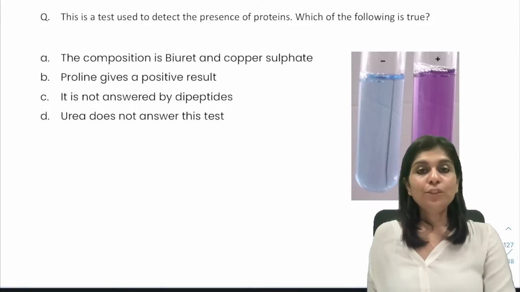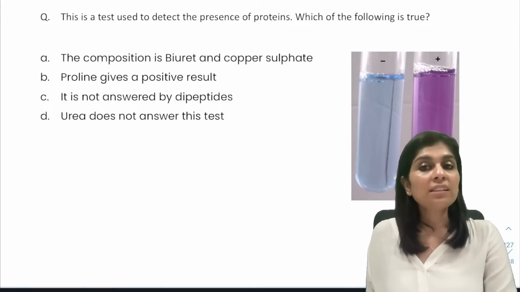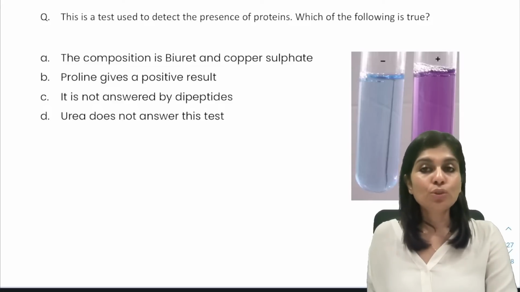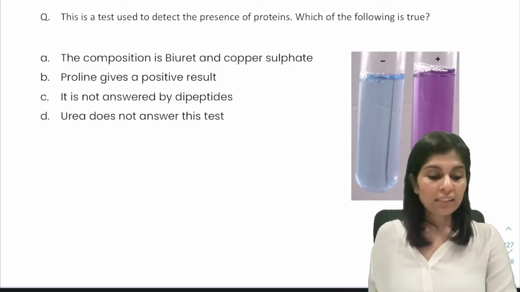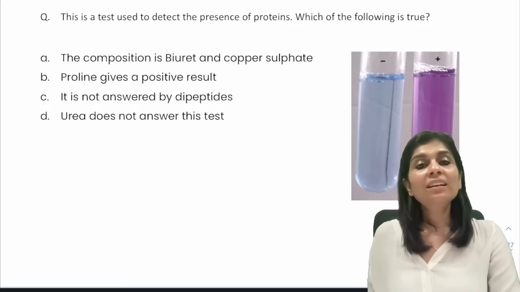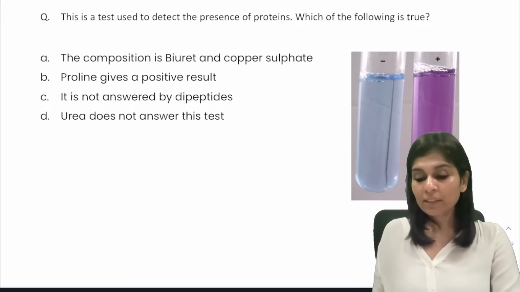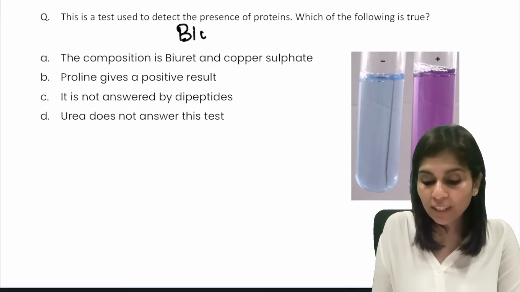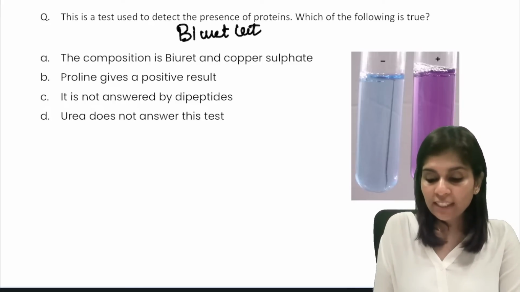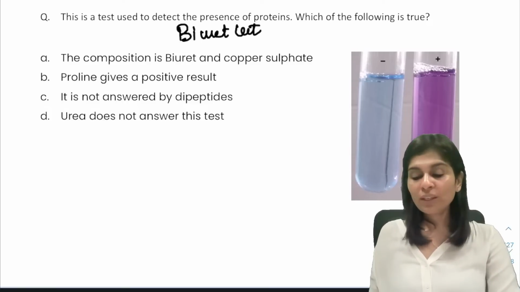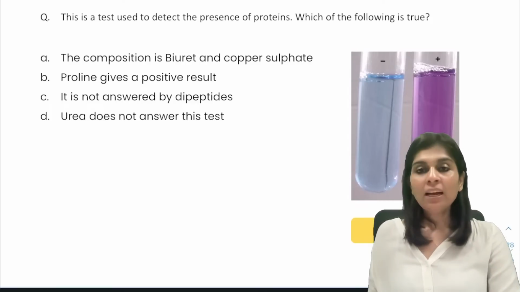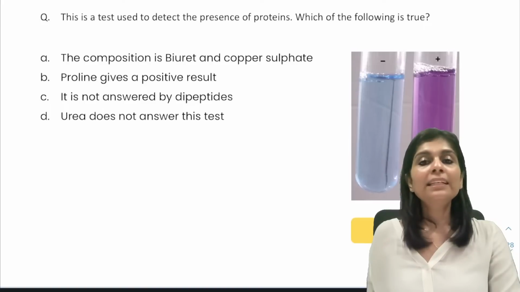Now this is a test used to detect the presence of proteins. Which of the following is true? Who wants to answer this? Which is the color reaction that is used to detect the presence of proteins? It is the Biuret test. Okay, so tell me what is this test that is shown to you in this image? It's the Biuret test.